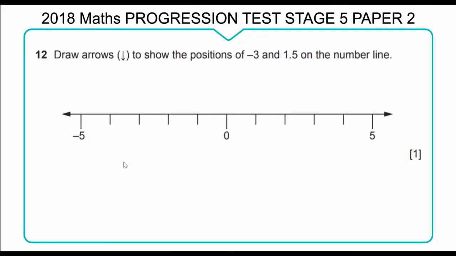Question 12. Draw arrows down to show the positions of -3 and 1.5 on the number line.